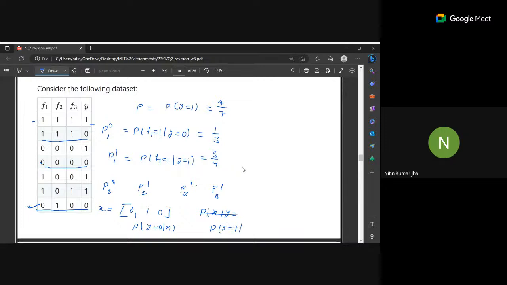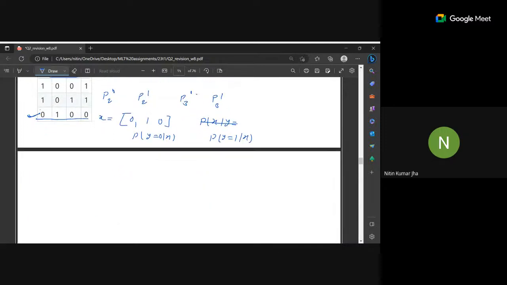For finding these, I can write P(x given y=0) times P(y=0), avoiding the denominator for now. The first feature takes value 0, because the data point is 1 0 1 0, so P(first feature is 0 given y=0), times, and now this is the naive condition that I'm applying here, the probability that the second feature is 1 given y=0, times the probability that the third feature is 0 given y=0.